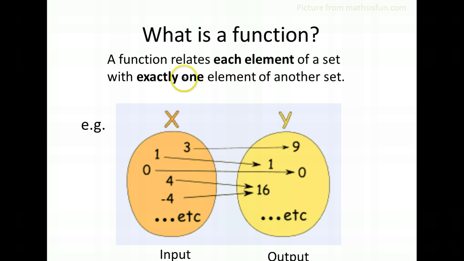So here it is in very simple words. A function relates each element of a set with exactly one element in another set. So here we have set x and set y. Basically what a function is, for every value that we put in the input, we will get an output. So if I put 1, I will get 1. If I put 3, I'll get 9. If I put 4, I get 16. Now the main question here is, what are we doing to x in order for us to get the y?